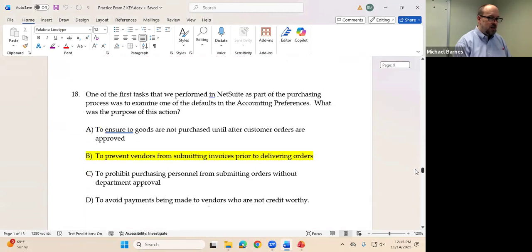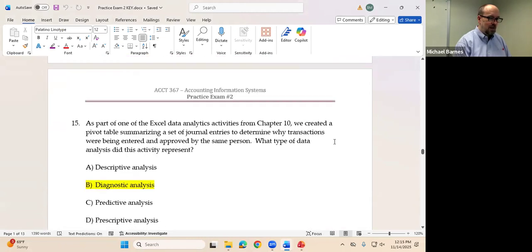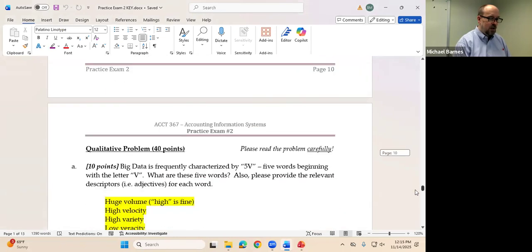Obviously, the key probably also has that typo where I said chapter 10 instead of chapter 2. I'll have to fix that at some point in the future.